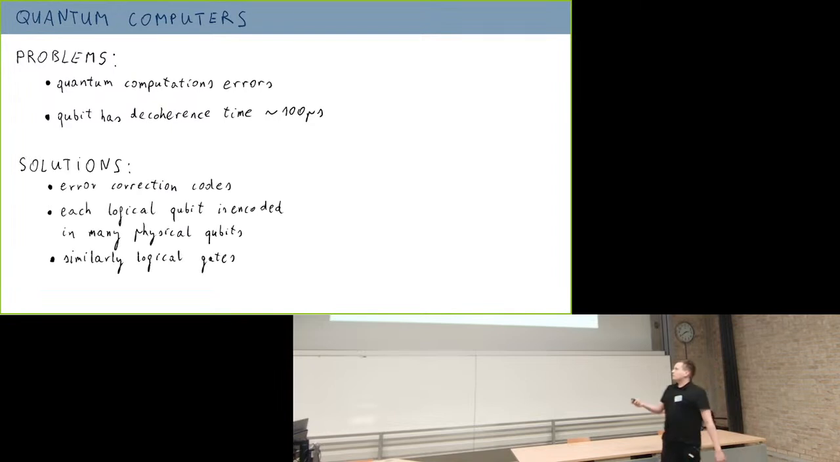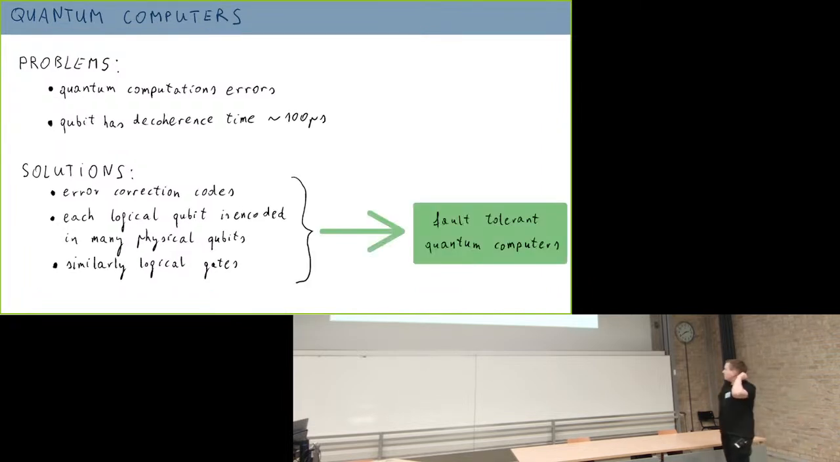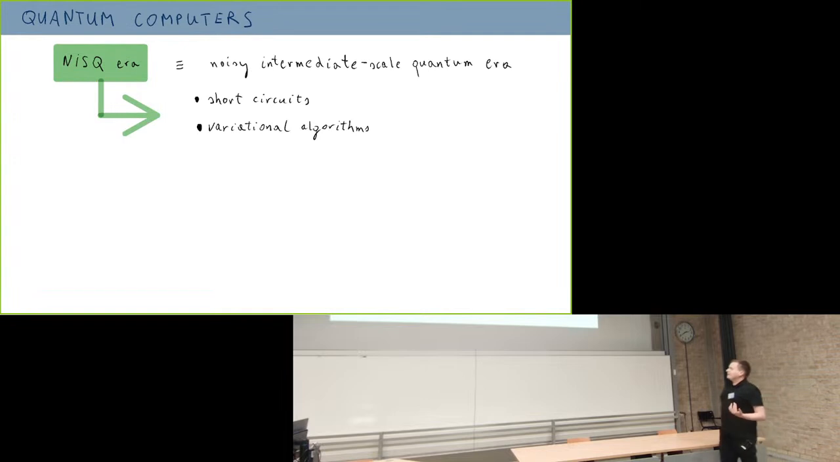The solution to this problem is to implement error correction codes, but it requires many, many qubits, because each logical qubit has to be encoded in many physical qubits, and similarly gates. So in some future, probably we will obtain fault-tolerant quantum computers where this noise and decoherence will not be a problem. But for now, we are in the noisy intermediate-scale quantum era.